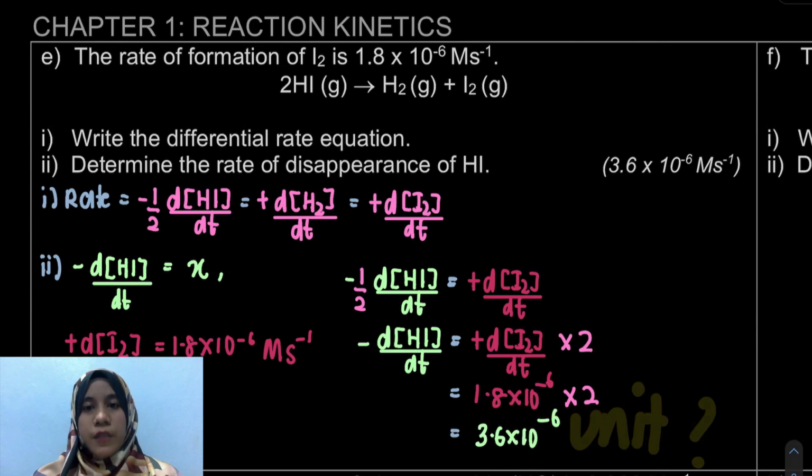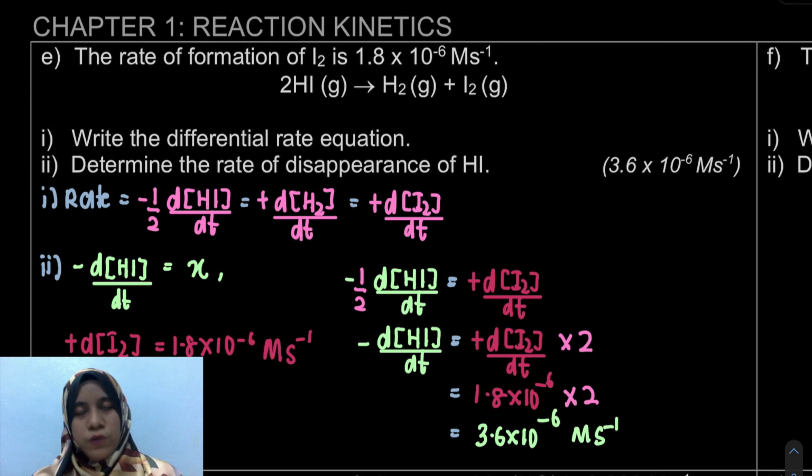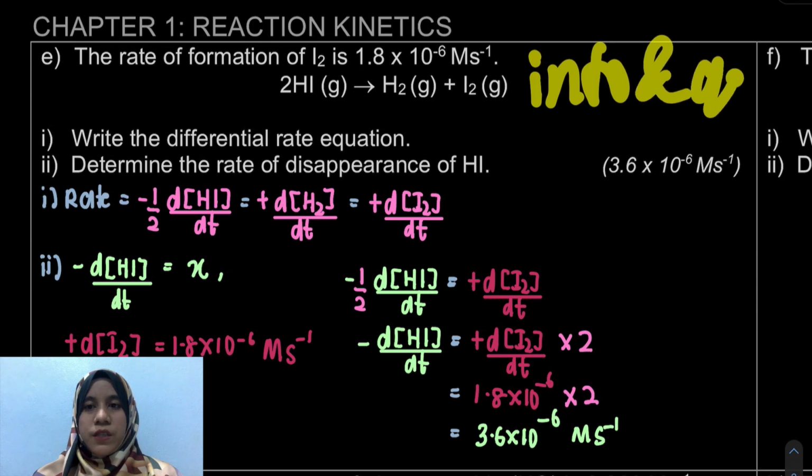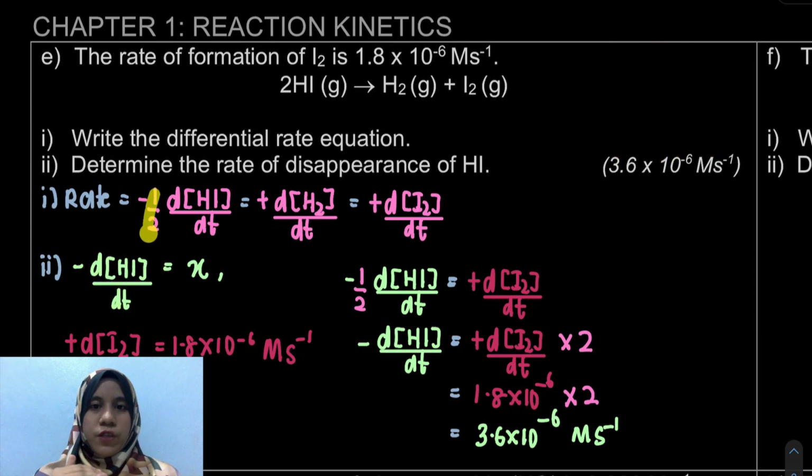But how about the unit? Because from the information, this is molar per second, so this one's unit is also molar per second. So this is actually from the information and question. There's no need for the ratio. That's why for the information there is no ratio, regardless of the differential rate equation.